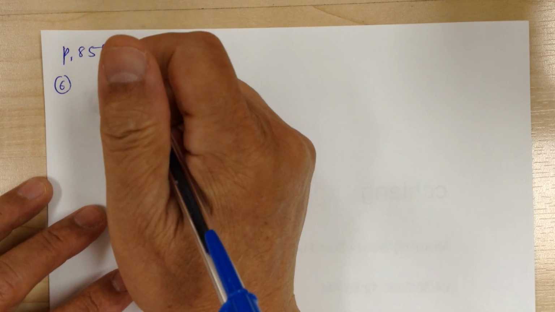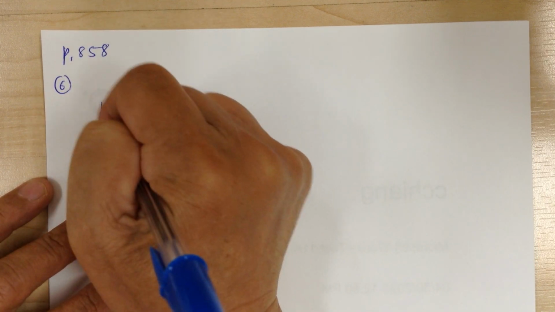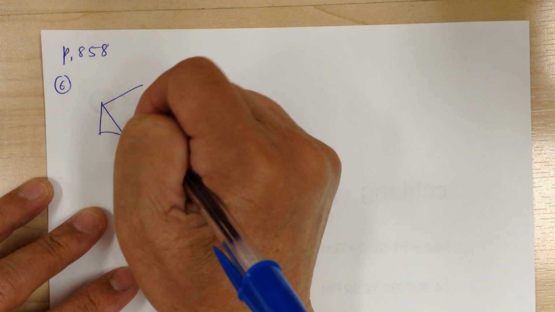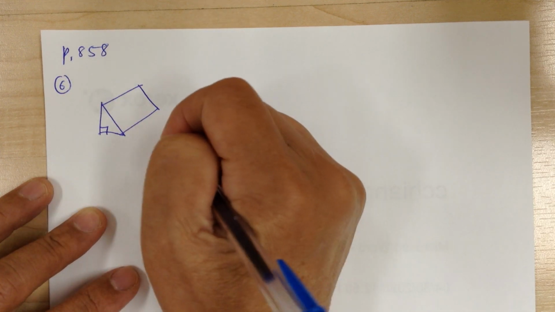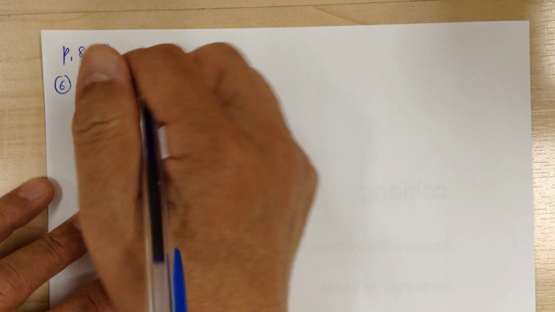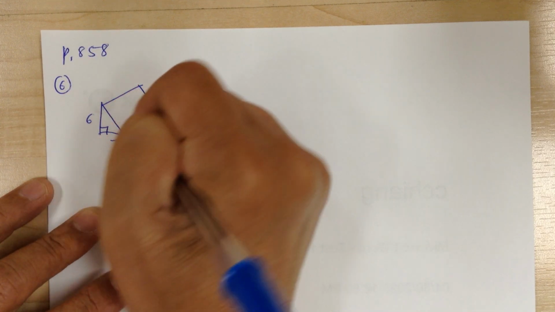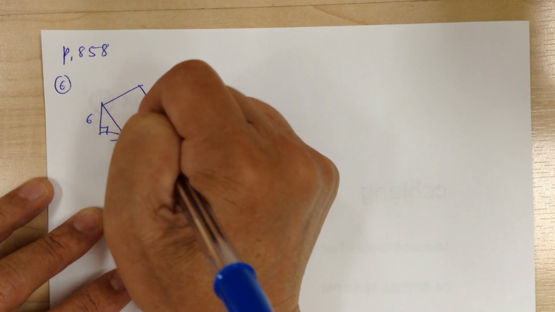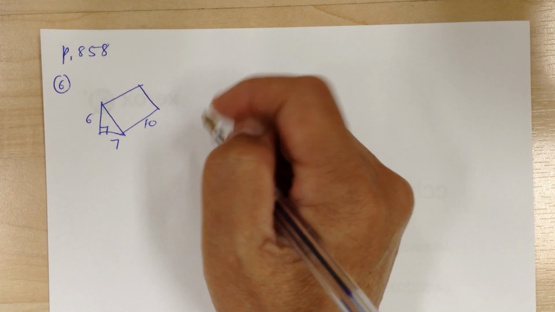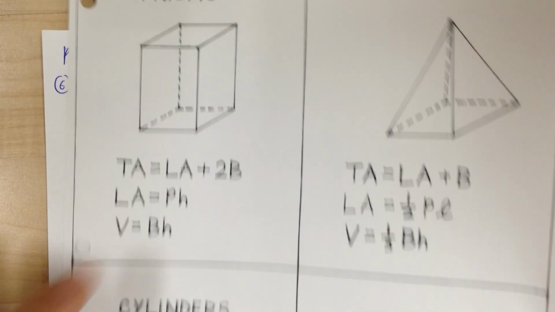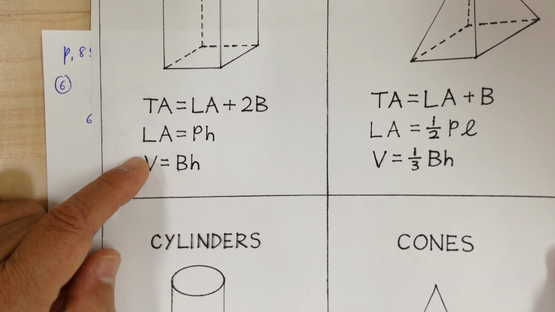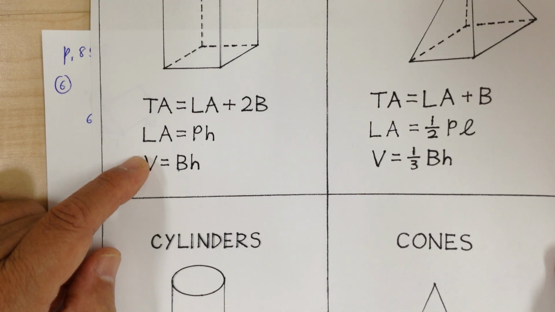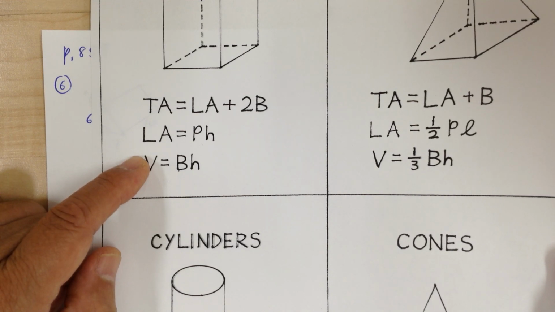Okay, so you have this, it's kind of the right prism, but it's kind of turned flat. So this is actually your height. Okay, so 6, 7, and 10. So again, this is a triangular prism. So that's this one over here. And it says find the surface area. Round answer to 2 decimal places.